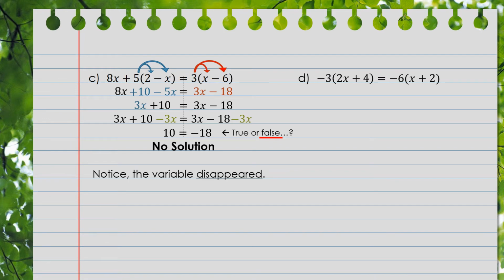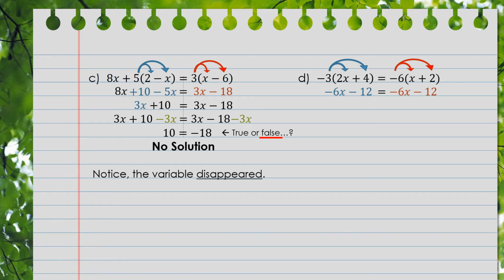Problem D, we have negative 3 times the quantity 2x plus 4 equals negative 6 times the quantity x plus 2. Again, we draw the line at the equal sign, and then next we want to look at the left-hand side, which will be to distribute negative 3 to both values. And we find the left side turns into negative 6x minus 12. On the right side, we need to distribute the negative 6 to both values, which gives us negative 6x minus 12.